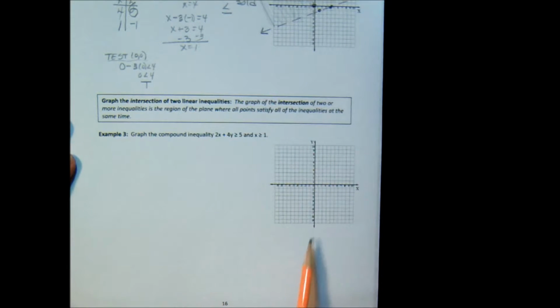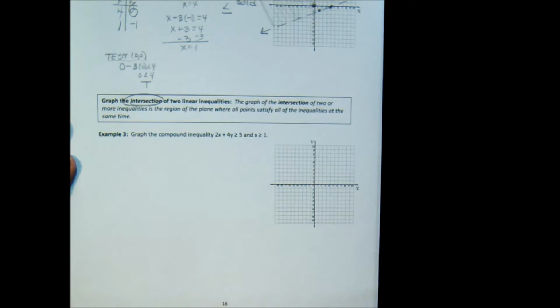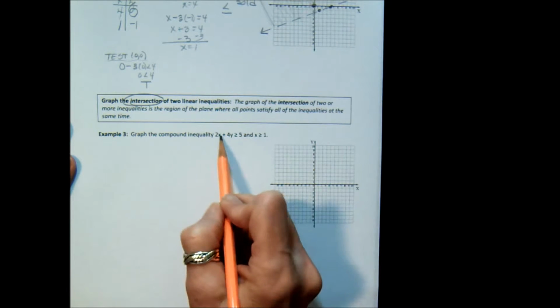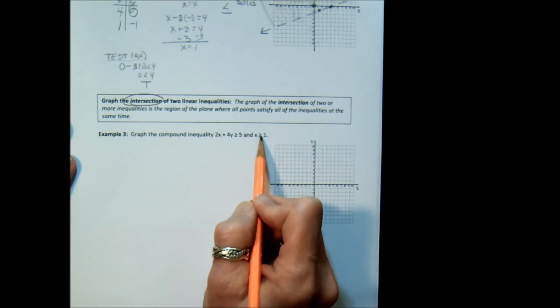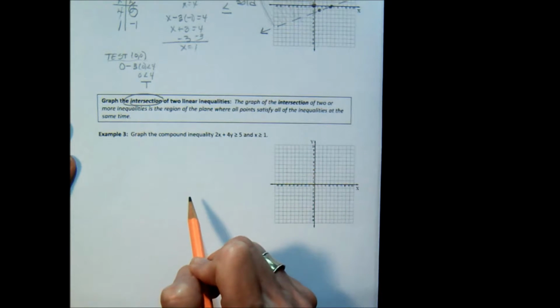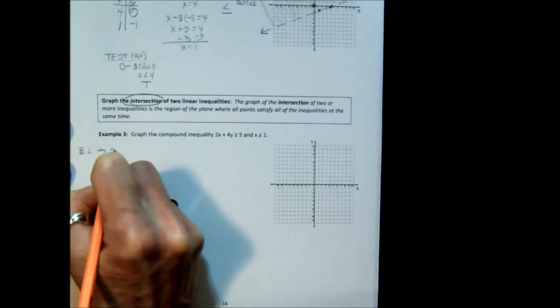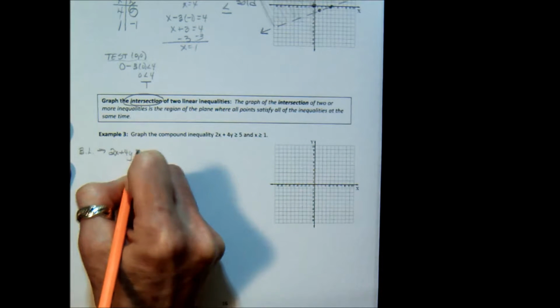All right, the next thing that we're going to do is put 2 of these at the same time on the same coordinate plane. And when you do that, it's called a compound inequality. We're going to start with the intersection of 2 lines. The intersection means that it's the region that applies and is true for both given lines. So we're going to do them one at a time. So for example 3, let's start with 2x plus 4y is greater than or equal to 5. We'll do the boundary line, which is 2x plus 4y equals 5.